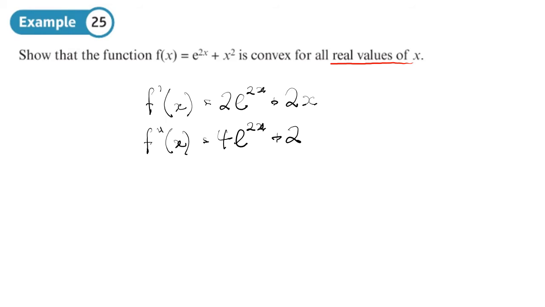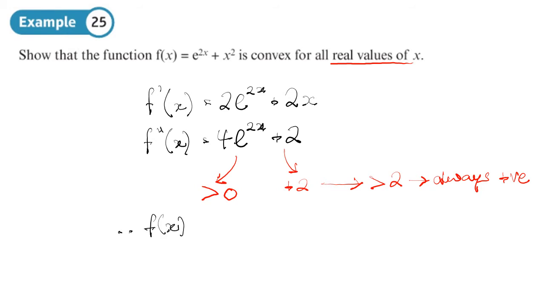Now this bit here is always going to be greater than 0. Anything with e to any power is always going to be greater than 0. So that first bit is always greater than 0, and then you're adding 2 to that, so you're always going to end up with something that's greater than 2. So basically you're going to end up with something that's always positive. So if you end up with something that's always positive, that means that this function f of x is convex for all values of x, all real numbers.